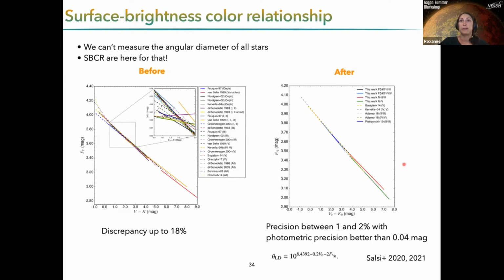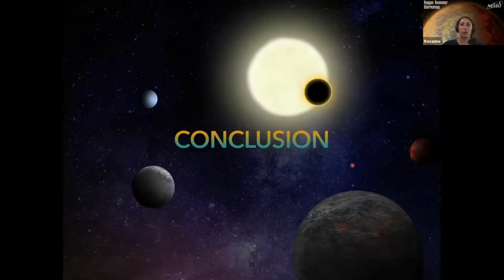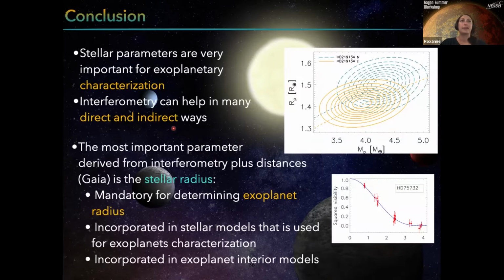Okay, and this is actually one of the goals of the SPICA project. So this brings me to my conclusion. So we never say it too much. Stellar parameters are very important for exoplanetary characterizations, and interferometry is very important in this way.